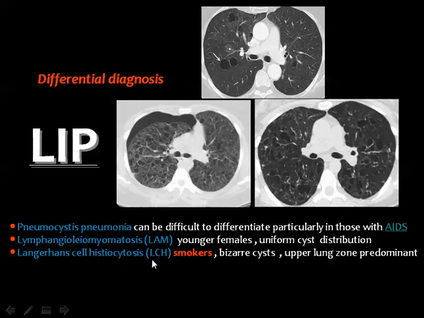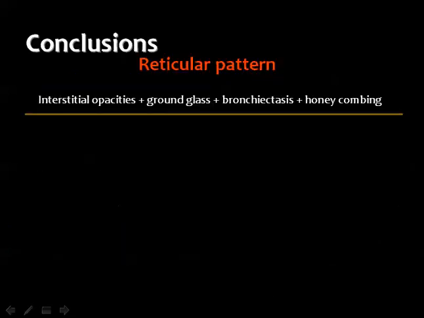This is the differential diagnosis mainly in Pneumocystis pneumonia, and can be difficult to differentiate, particularly if you know that the patient is HIV positive. But it's easy to differentiate from histiocytosis because of the smoking, because of the appearance of the cyst, and also it's easy to differentiate from lymphangioleiomyomatosis because of the sex of the patient and the distribution of the shadow.